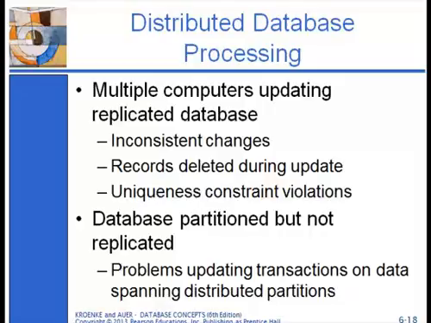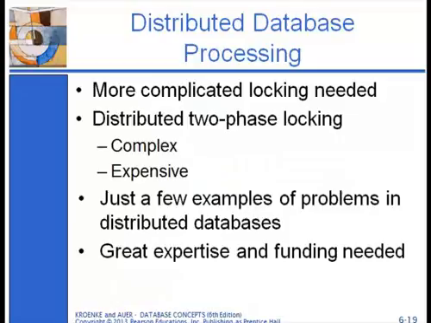Another installation that poses problems is a partitioned database that's not replicated. When users attempt to update data that spans across distributed partitions, the transaction has to start on both computers, and the same transaction can't commit on one if it's not allowed to commit on the other. To solve those two types of problems, a more complex locking solution is needed. Distributed two-phase locking would need to be implemented. It's complex and expensive, and it's out of the scope of this course.